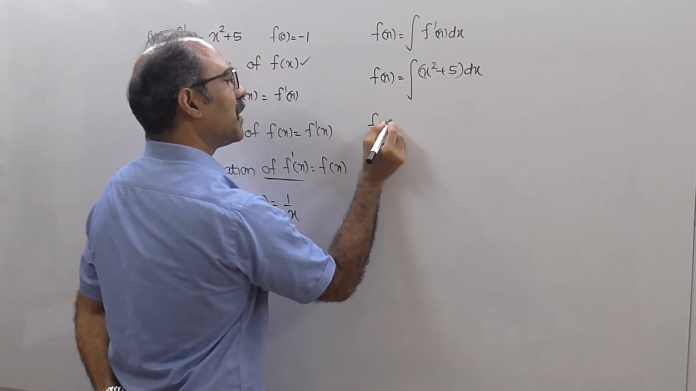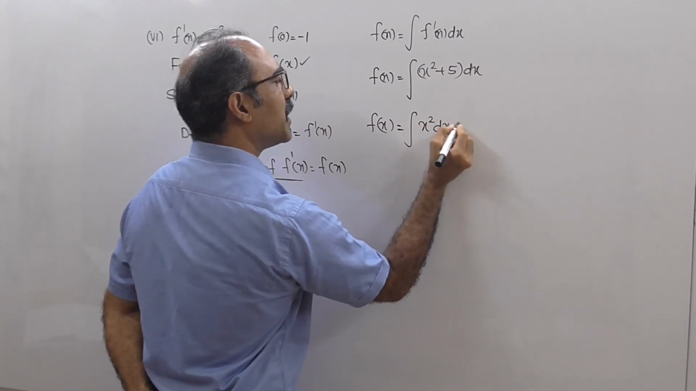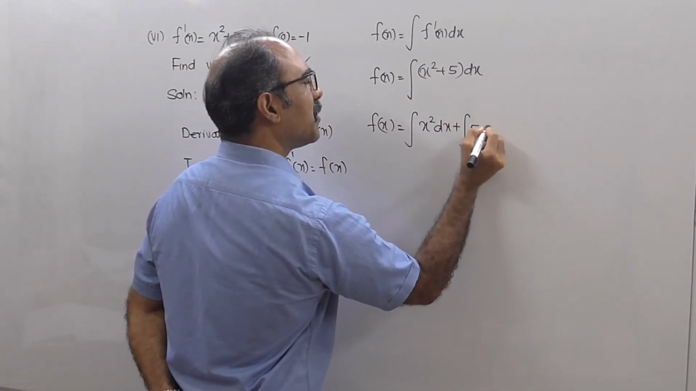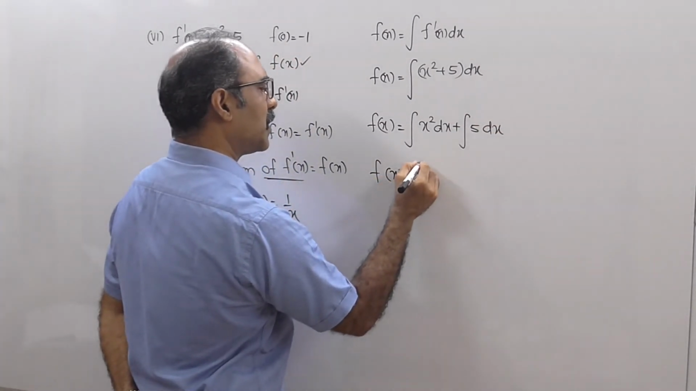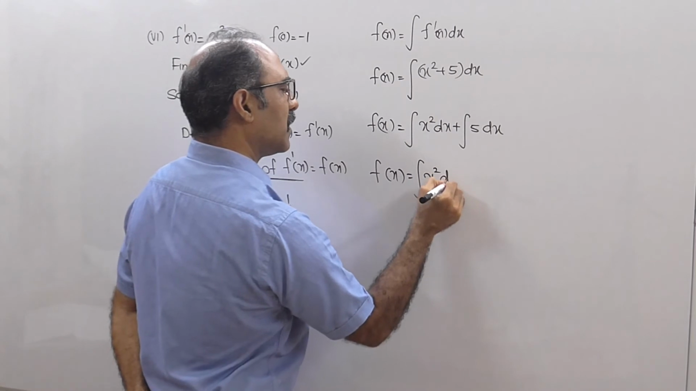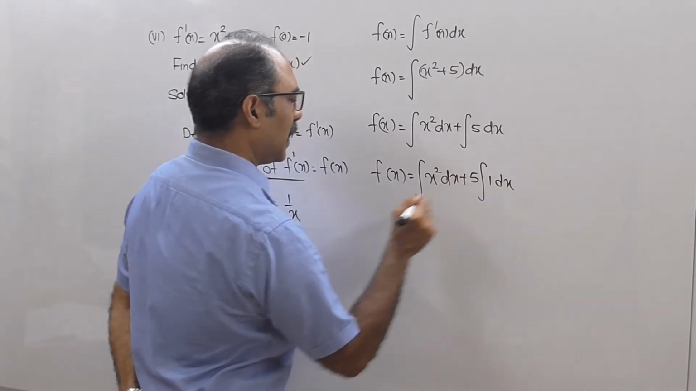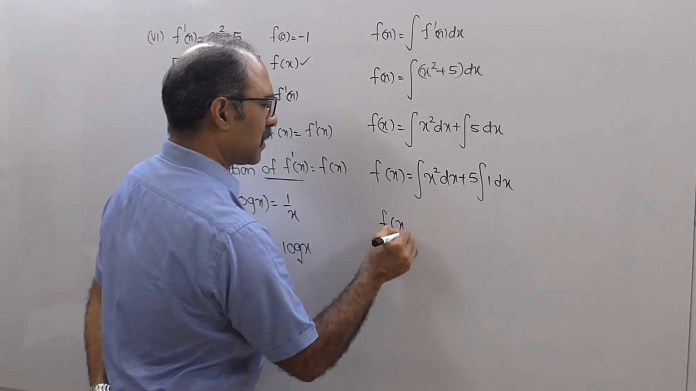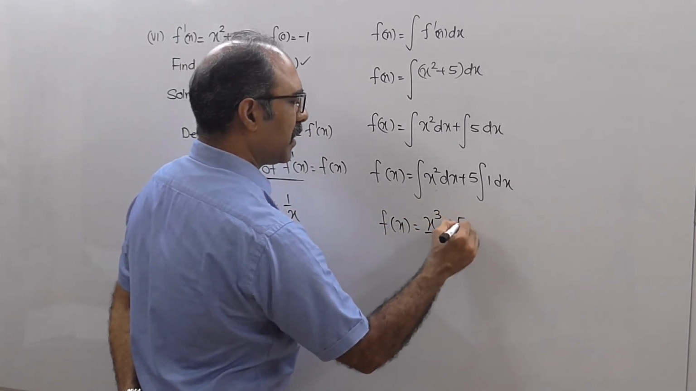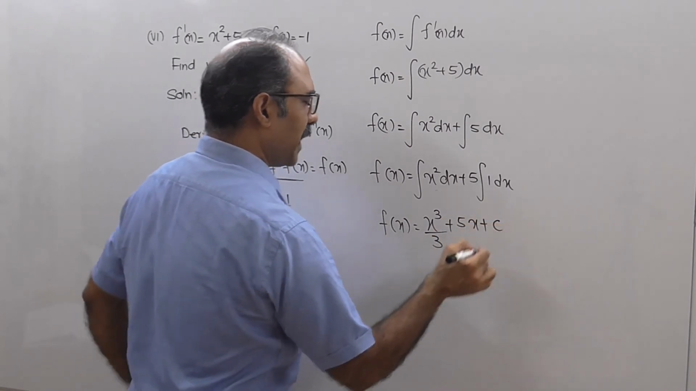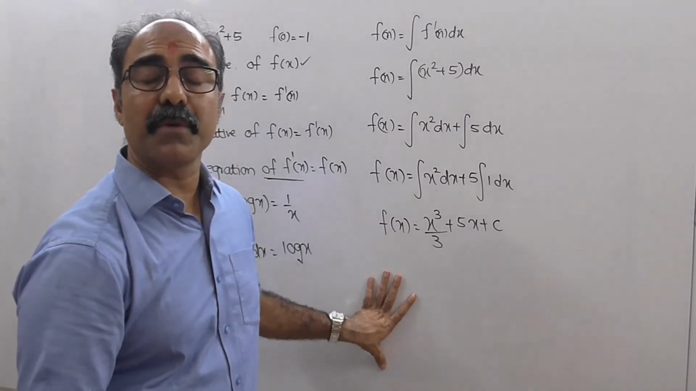So I will say that my f of x equal to integration of x square dx plus integration of 5 dx. So we have f of x equal to integration of x square dx plus 5 integration 1 dx. f of x equal to, this is x cube upon 3, 1 ka integration will be x plus c. So this is the integration which you have found.